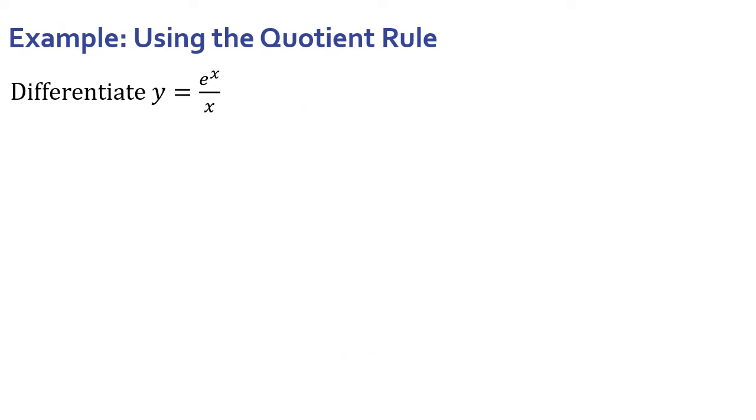Let's look at an example using the quotient rule. Differentiate y equals e to the x over x. Okay, so I have two functions getting divided by each other, e to the x and x. I can differentiate e to the x, and I can differentiate x. I can't differentiate this quotient, though, without using that quotient rule.